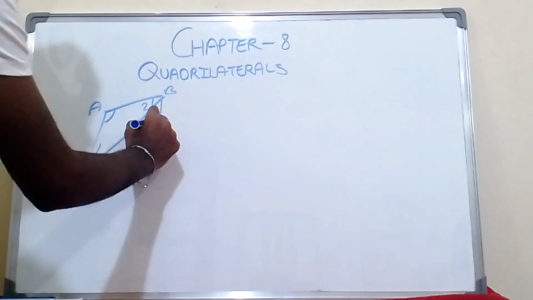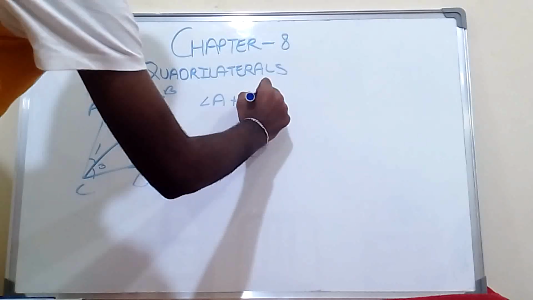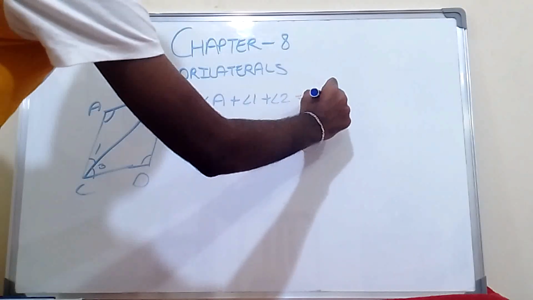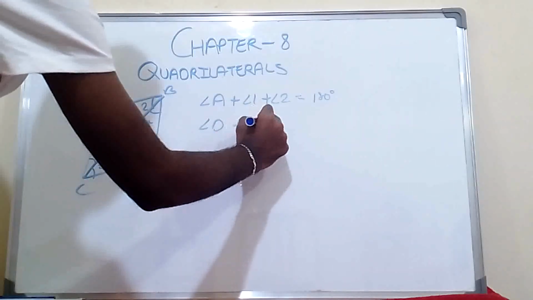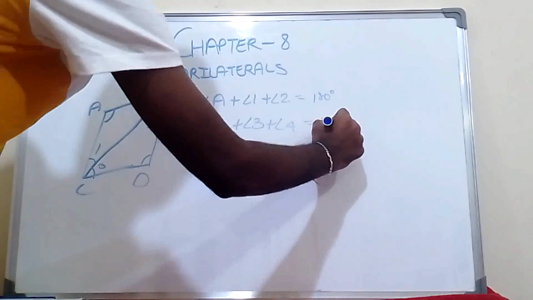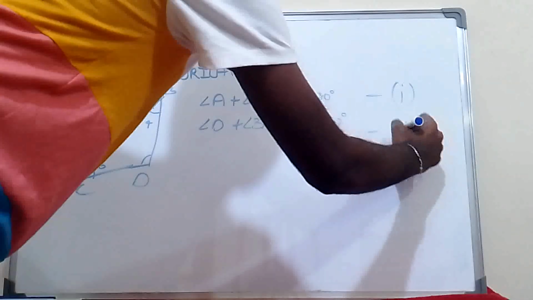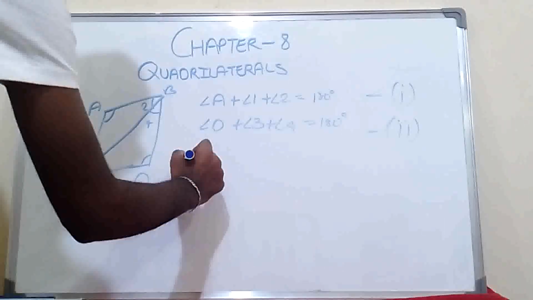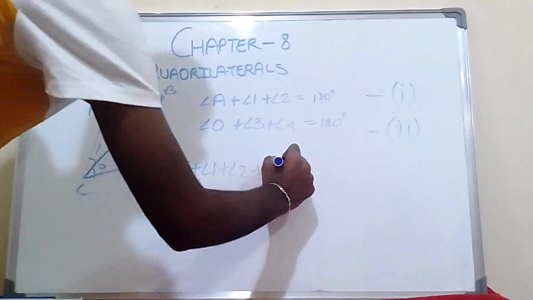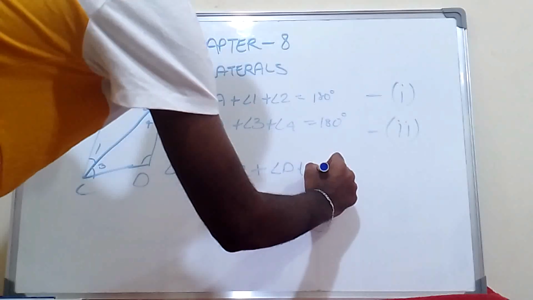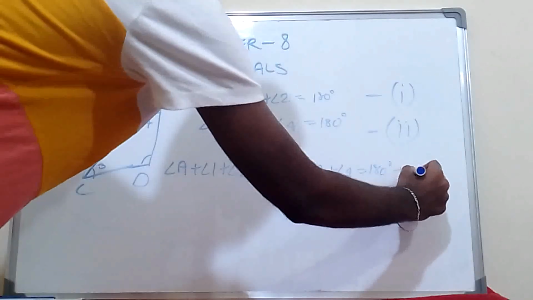So we can write that angle A plus angle 1 plus angle 2 equals 180 degrees. And then the second triangle, angle D plus angle 3 plus angle 4 equals 180 degrees. So this is our first equation and this is our second equation. Now let's add both the equations. So angle A plus angle 1 plus angle 2 plus angle D plus angle 3 plus angle 4 is equal to 180 degrees plus 180 degrees.